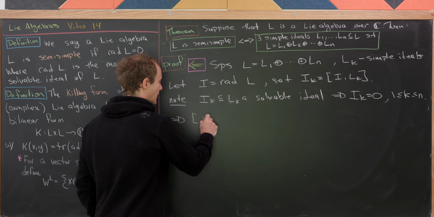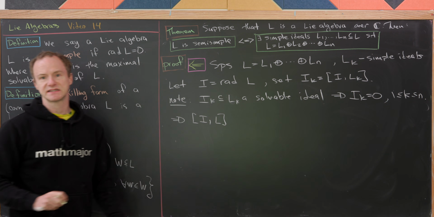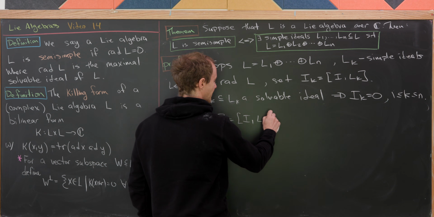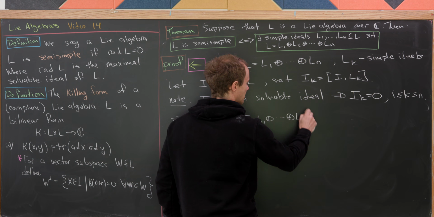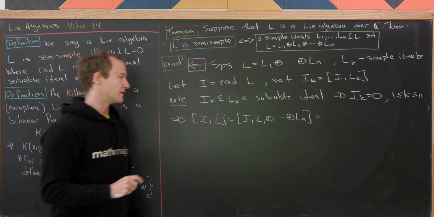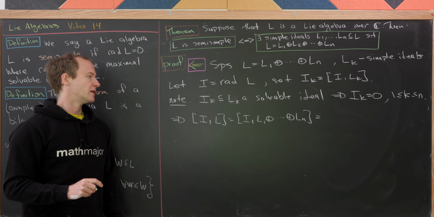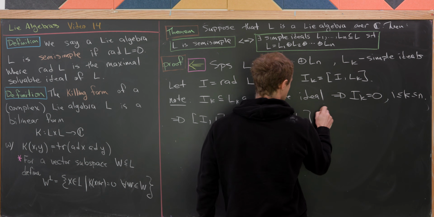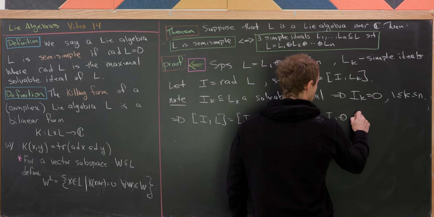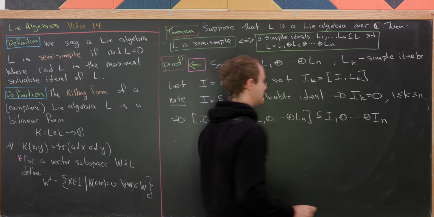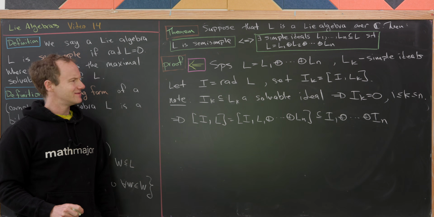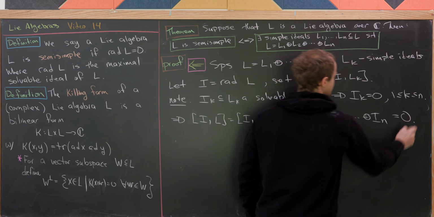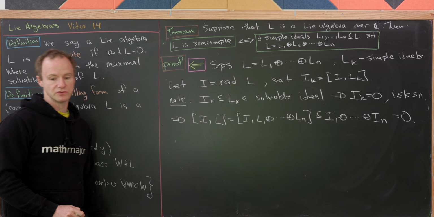So now let's do the bracket of I with L and see what happens. This is going to be the bracket of I with L1 plus all the way up to Ln. But now notice that's going to be the bracket of I with L1, the bracket of I with L2, all the way up to the bracket of I with Ln. But we defined those to be I1 plus all the way up to In. But then each of those was equal to 0 by the line that just happened right above. So we have all of this is equal to 0.